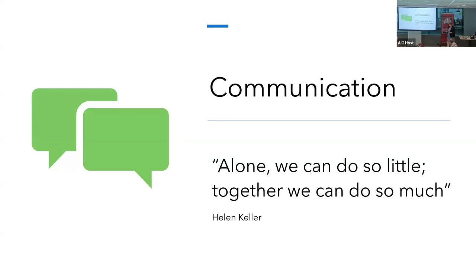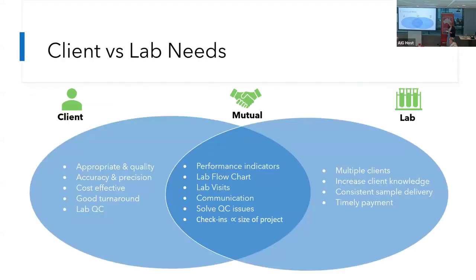Alone, we can do so little. Together, we can do so much. Helen Keller nails the importance of communication and collaboration to achieve successful outcomes. Firstly, let's recognise individual and mutual needs so we can create effective communication. What does a client need? A client needs appropriate and quality prep methods, assays and lab procedures, acceptable levels of accuracy and precision, cost-effective assaying, transparent and timely turnaround, and delivery of lab QC for review.